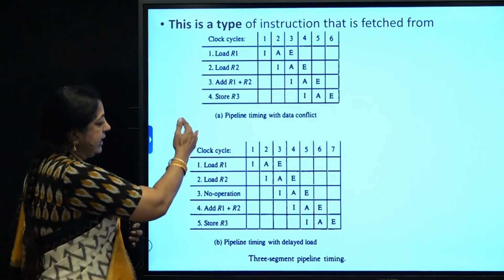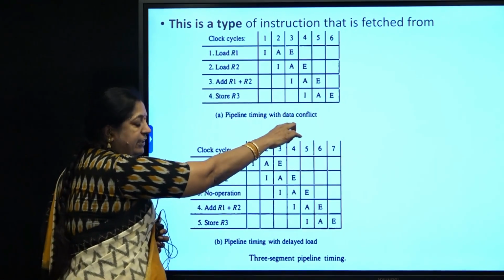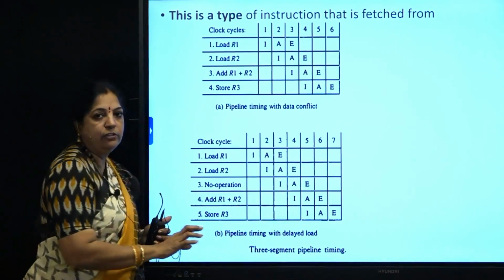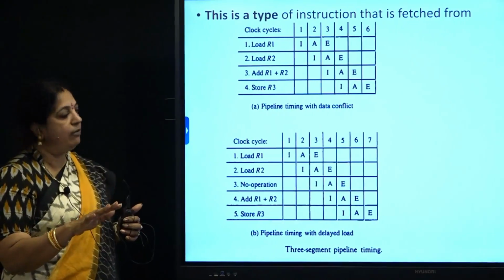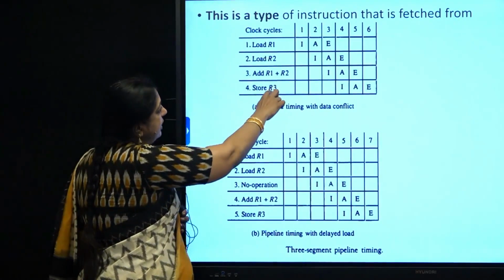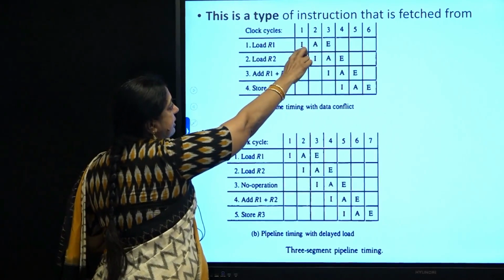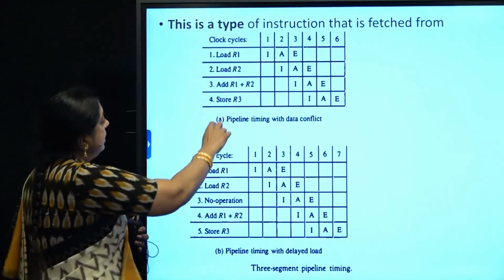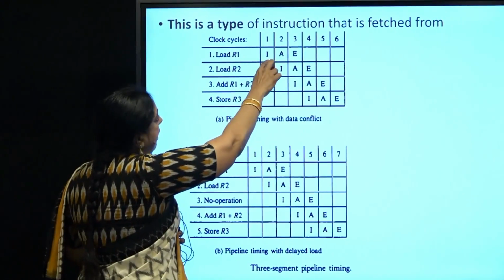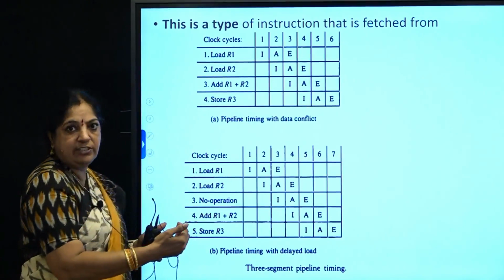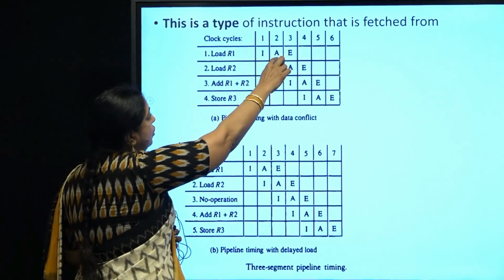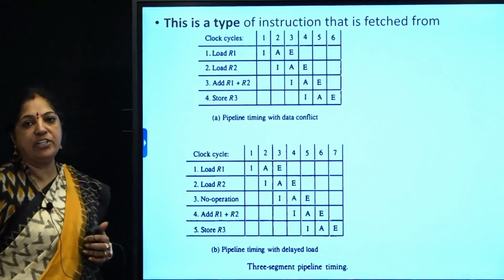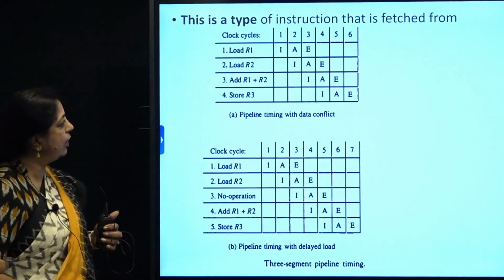So, now if you are taking the difference between pipeline timing with data conflict and pipeline timing with delayed load, if you are taking delayed load, data conflict will not be there. Here, 4 instructions, you are starting with instruction 1, load R1, in first time cycle. In second clock pulse, already the instruction is fetched. So, ALU operations you are performing here in the second clock pulse.